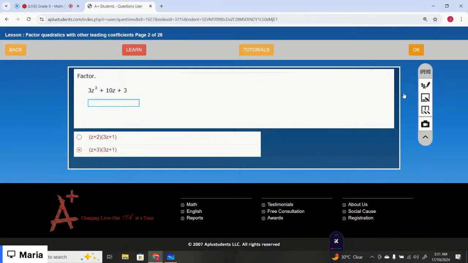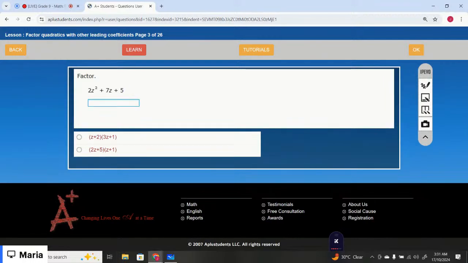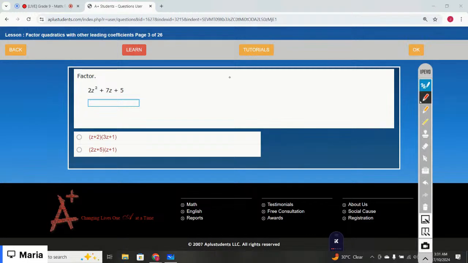These are the very important questions, right? 2z square plus 7z plus 5. That is 2z square plus 7z plus 5. 5 times 2 makes 10. So you need to find two numbers that when multiplied makes 10 and that when added makes 7. So which is the correct option?